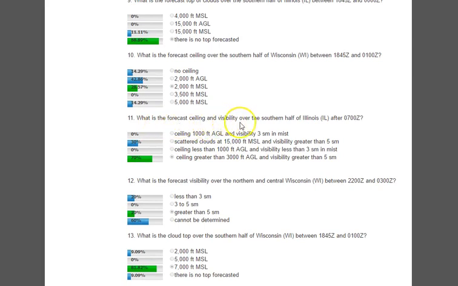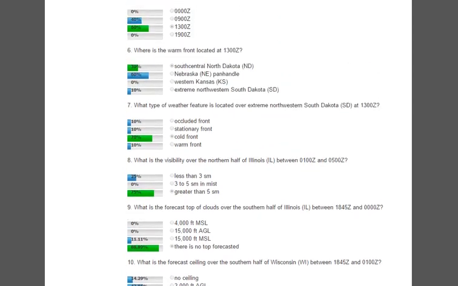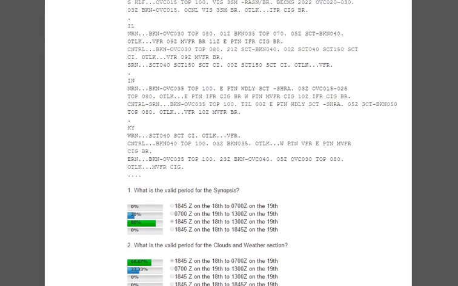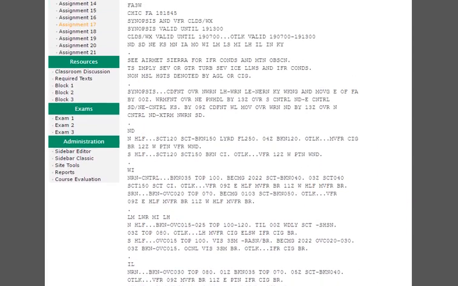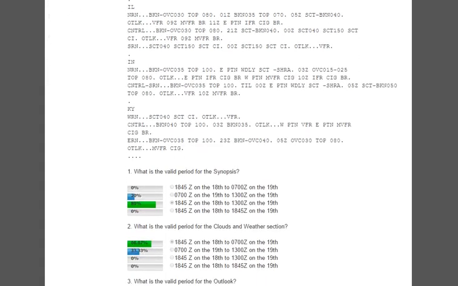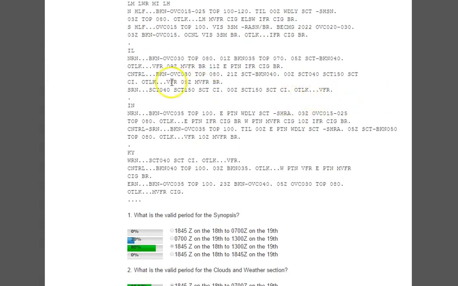what is the forecast ceiling and visibility over the southern half of Illinois after 7 Zulu? Now the time is important, after 7 Zulu. So southern half of Illinois, ceiling and visibility. So Illinois, southern half. The time period 7 Zulu, you have to look at the header, and the header says that the outlook starts at 7 Zulu. So we're looking at the outlook. So that would be over the southern half of Illinois, and the outlook says that it is VFR.